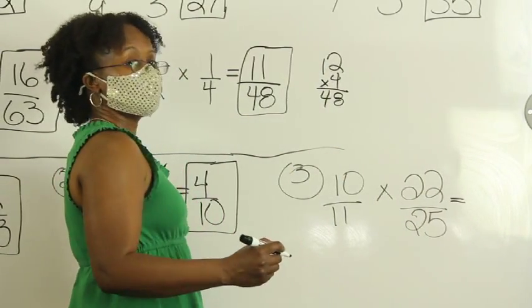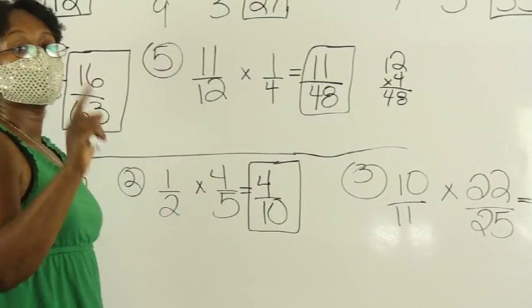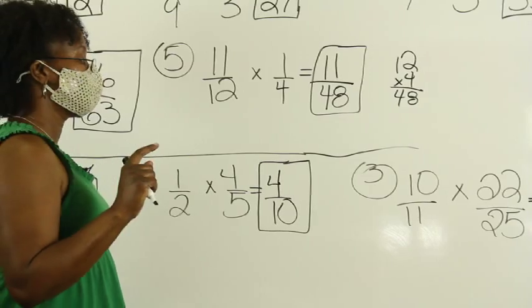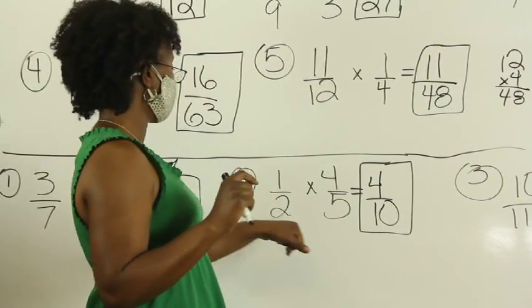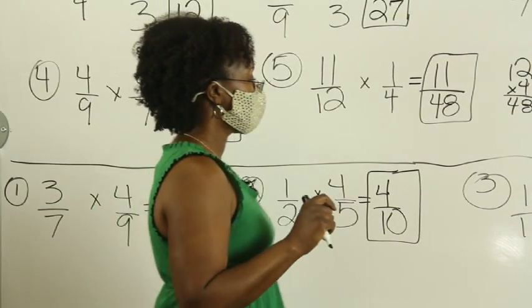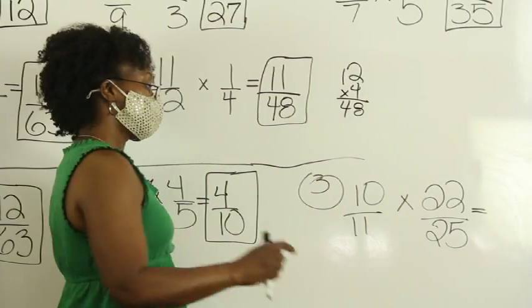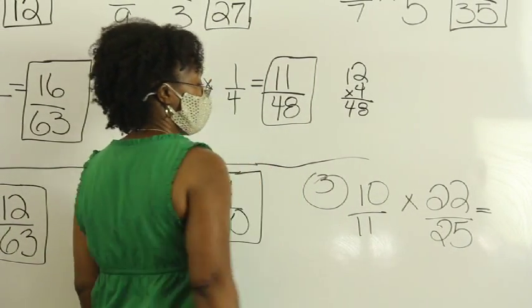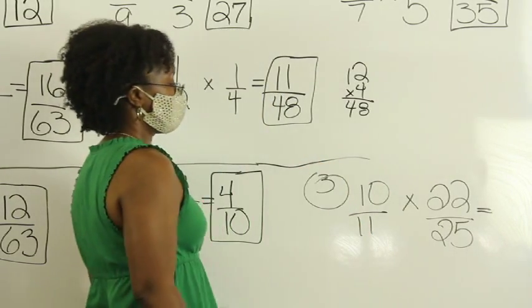And last but definitely not least, here's what we're going to do. I'm going to show you a better way to do this that we didn't do with number 1 and number 2, okay? I don't know if you saw it, but we have bigger numbers. We are going to reduce this so that you don't have to do so much to the answer, okay?